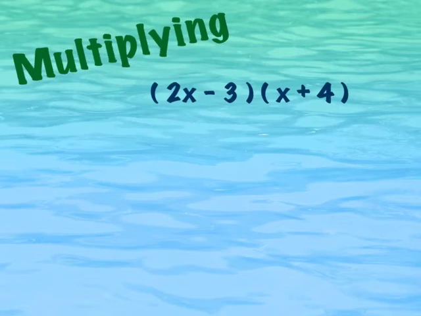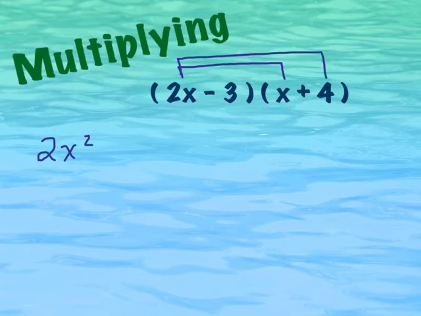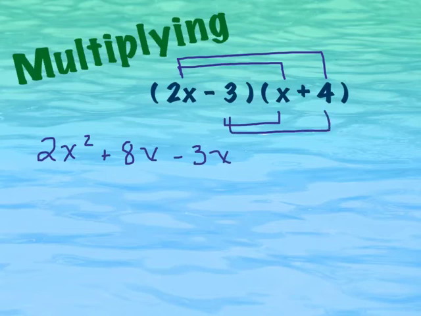Multiplying, here we have two binomials that we have to multiply. Now, we can use the FOIL method or the table method. I'll show you both methods. First is FOIL. Multiply together your first terms. 2x times x is 2x squared. Multiply together your outer terms. 2x times 4 is 8x. Multiply together your inner terms. Negative 3 times x is negative 3x. And then finally multiply together your last terms. Negative 3 times 4 would be negative 12.